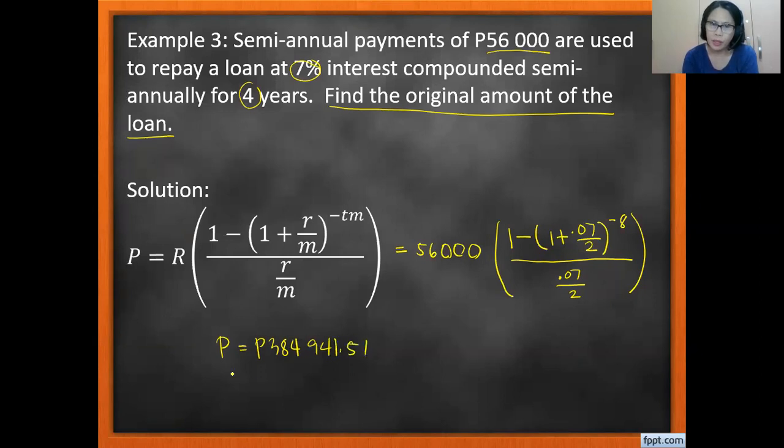So we have 384,941.51. We are expecting a huge amount since, as you can see here, the periodic payment is 56,000 pesos. So in a year, that totals to 112,000. Okay? And that's for 4 years. So if you want to know how much was the interest earned, you may multiply 56,000 by 8, and that exceeds the amount of money that she has borrowed. So the difference would be the interest. Okay?